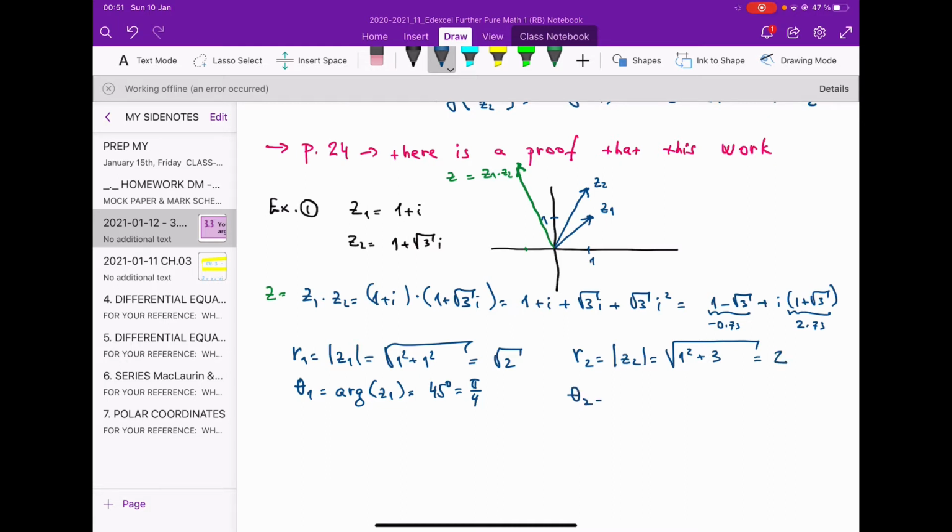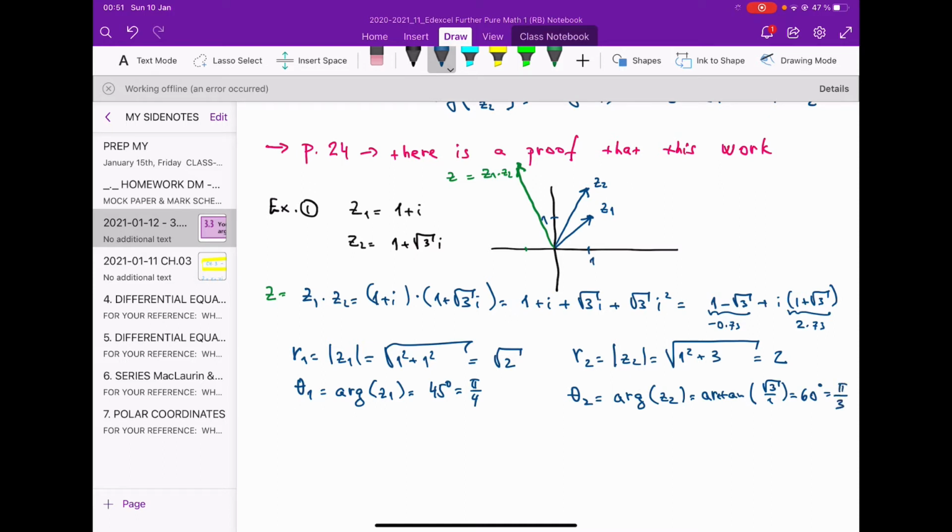And the argument of Z2 is arctangent of root of 3 over 1. Let me see, arctangent of root of 3 over 1, what is that? 60 degrees, or pi over 3.